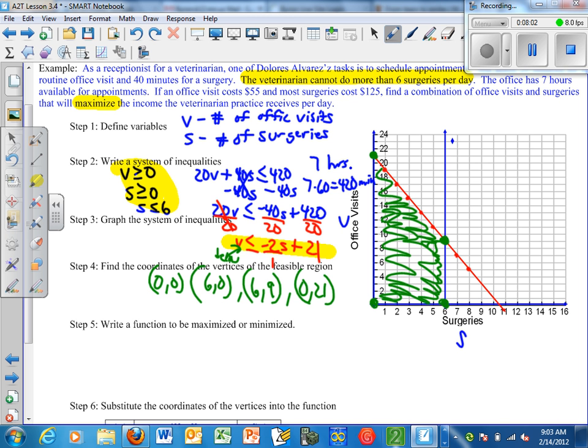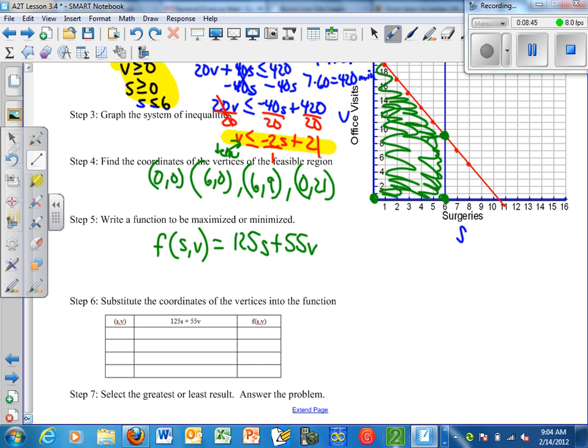Now we have to write a function to be maximized or minimized. On the ones we did that weren't word problems, they gave that to you, but here we have to write it. Normally it's x, y, but we have s on our x-axis, v on our y-axis. If an office visit costs $55, and surgeries cost $125, we're going to do 125 times the number of surgeries plus 55 times the number of office visits. So there's our function to be maximized.